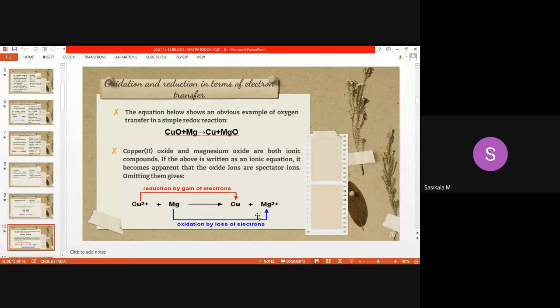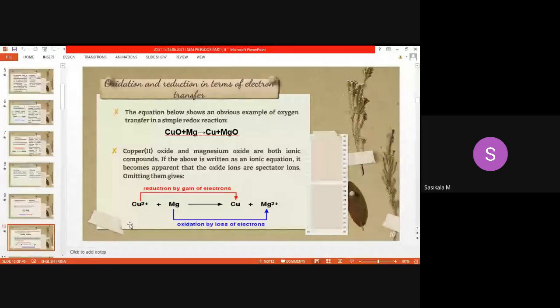Reduced form means here valency number will be decreased. Oxidized means the valency number will be increased, so that you can remember and easily understand the concept. Okay, so the ion is gaining electron from the neutral atom. This ionic copper is gaining electron from a neutral atom for reducing itself.